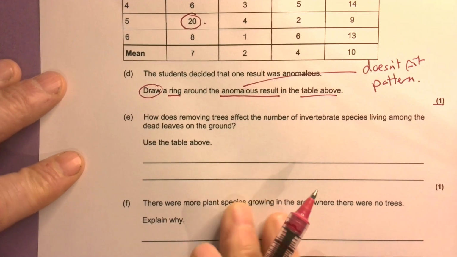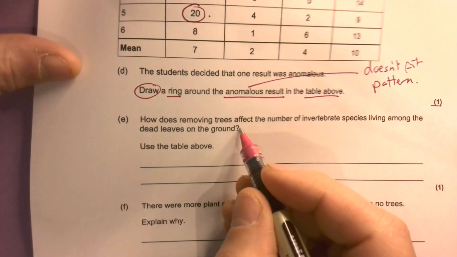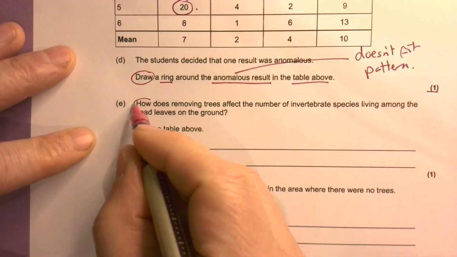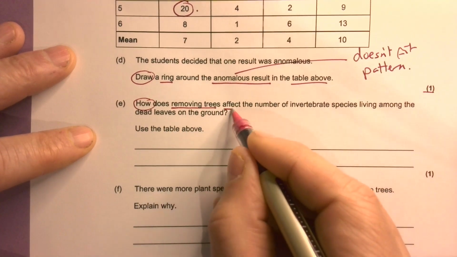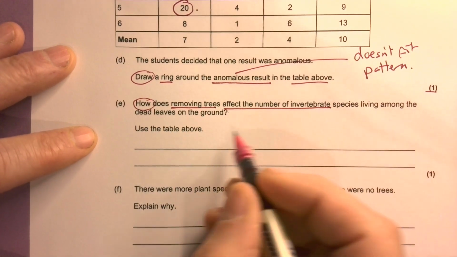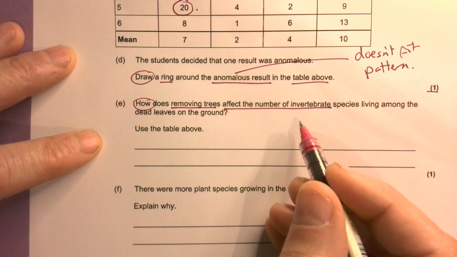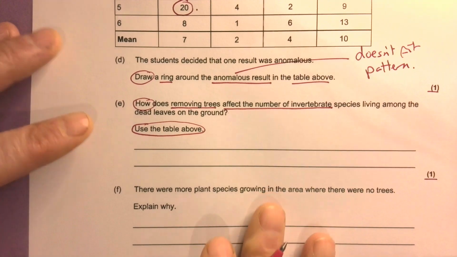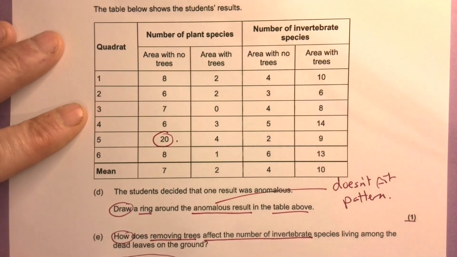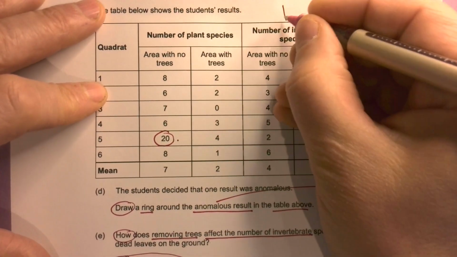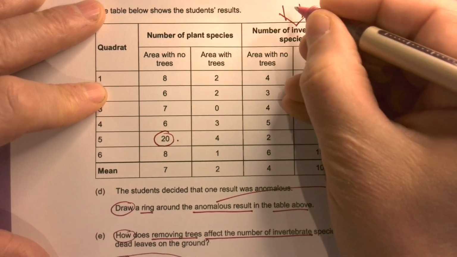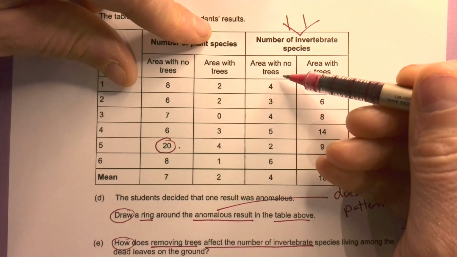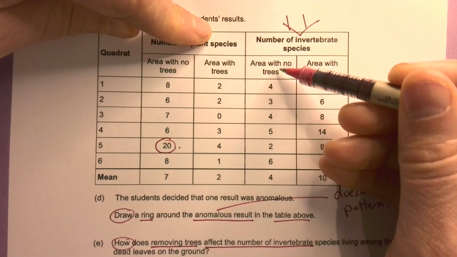How does removing trees affect the number of invertebrate species living among the dead leaves on the ground? So how does removing trees affect the number of invertebrate species living among dead leaves on the ground? Okay, and I've got to use the table above. It's worth 1 mark. So I'm looking at invertebrates, so I'm looking down these 2 columns here, and I'm looking at what happens when I remove trees.